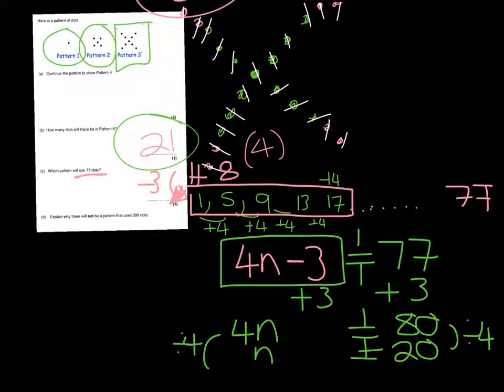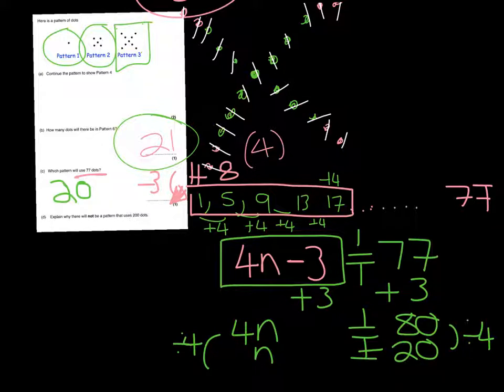So if you were patient and carried the original sequence on, keep adding 4, you would eventually find out that when you got to the 20th position, you would have got 77. But this is a more efficient way of doing it. So which pattern uses 77 dots? Pattern number 20.